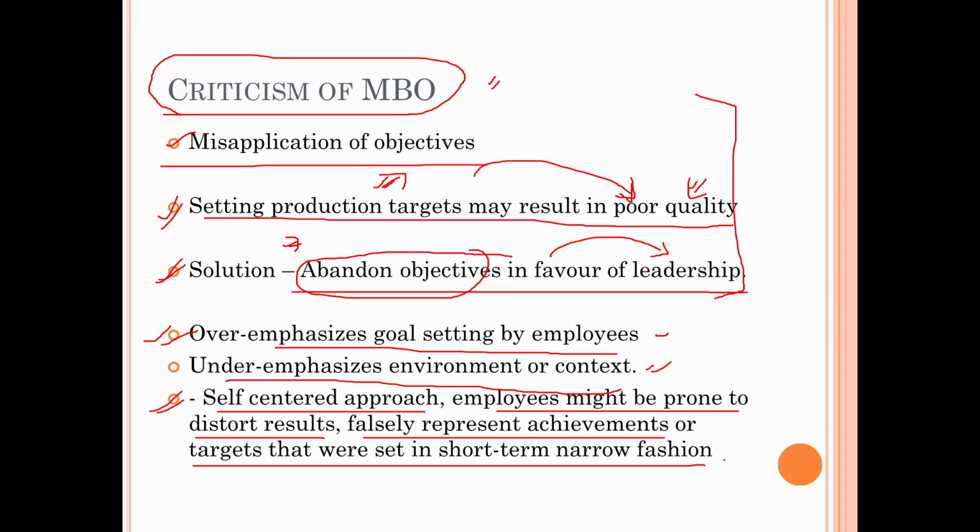Say for example, I have promised you guys that I will complete the whole of public administration in 8 months. So I have given myself enough time, like 1 week for one topic. But still, if I am not that qualified, or if I am not able to do that much hard work, I won't be able to complete my targets. So the targets should not be set in a short-term narrow fashion. Sometimes employees are not able to set the right targets for themselves. All right. So these are some of the criticisms of MBO, management by objectives.